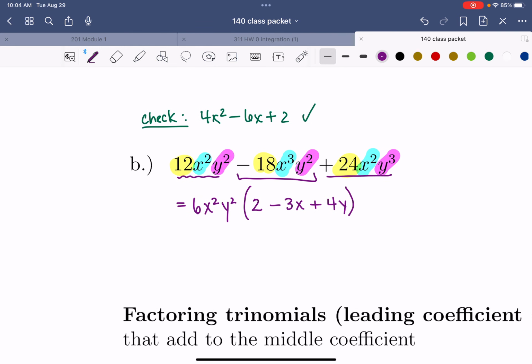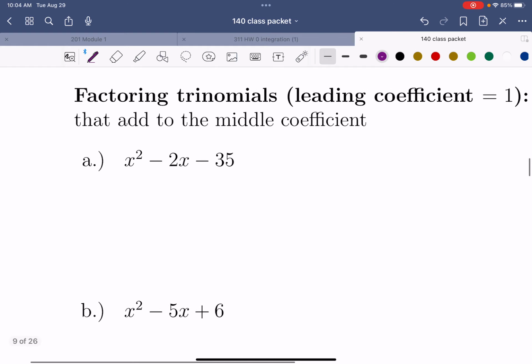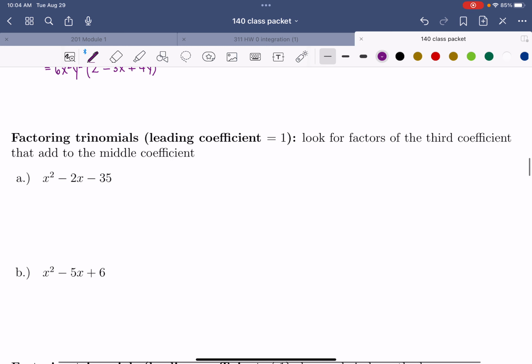Sorry. By greatest common factor. Okay, now, the next factoring that we want to do is to look at factoring trinomials.